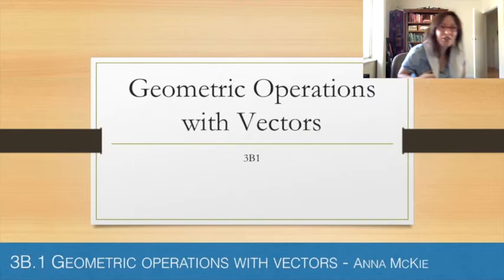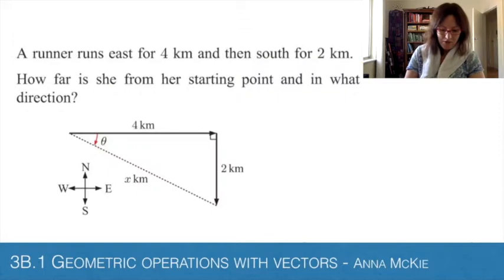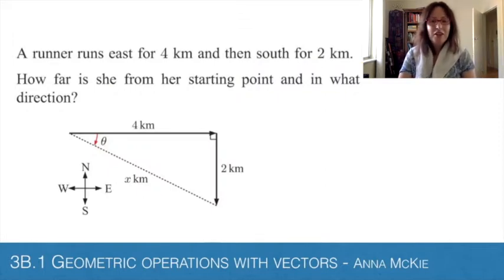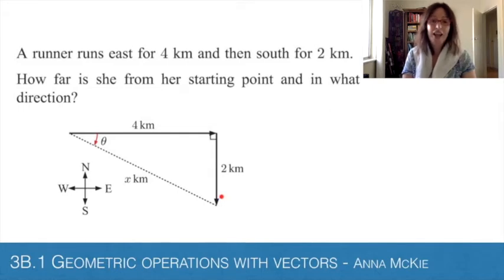Let's do some geometric operations with vectors. Right, so on to 3B.1. In the past, if you had a question like this, where a runner runs east for 4 kilometres and south for 2 kilometres, and you're asked how far is she from her starting point and in what direction. So how far, that's x along here.